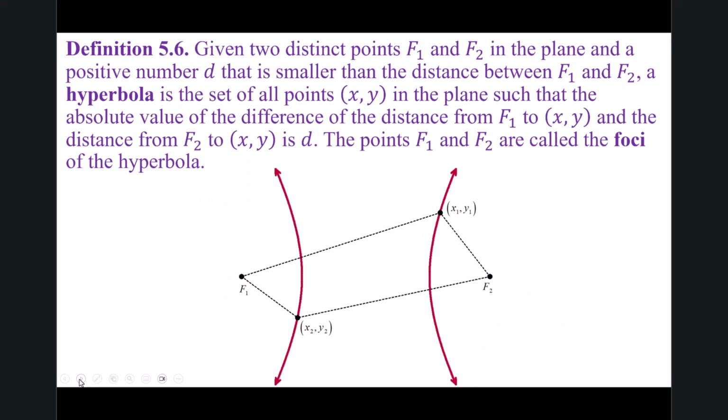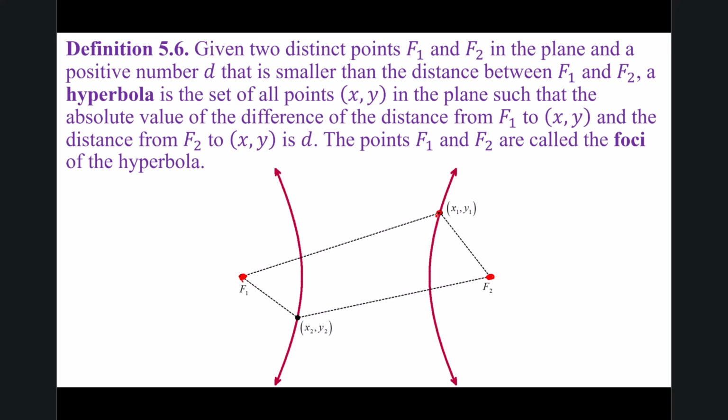The geometric definition of a hyperbola says that given two distinct points, F1 and F2, so those are the two focus points in the plane, and a positive number d that is smaller than the distance between F1 and F2, a hyperbola is a set of all points x, y in the plane such that the absolute value of the difference of the distance from F1 to xy and the distance from F2 to xy is d.